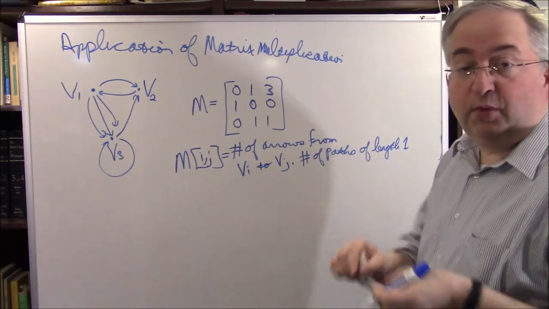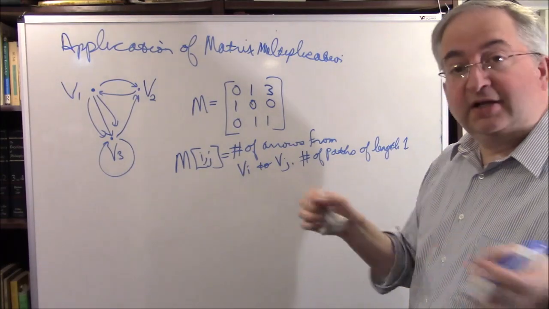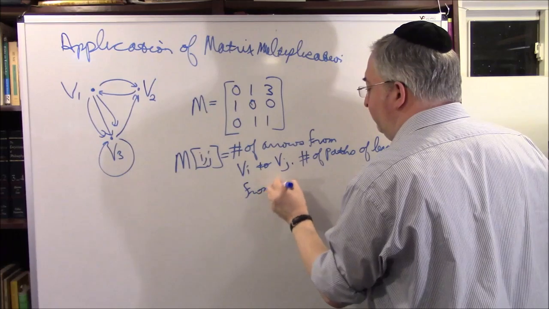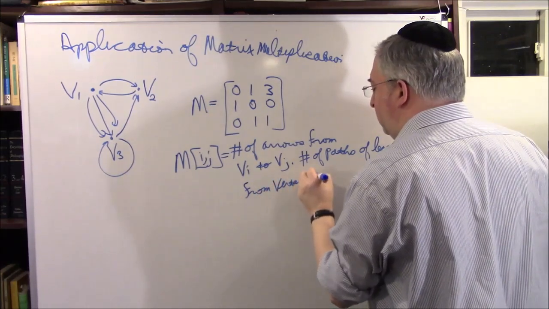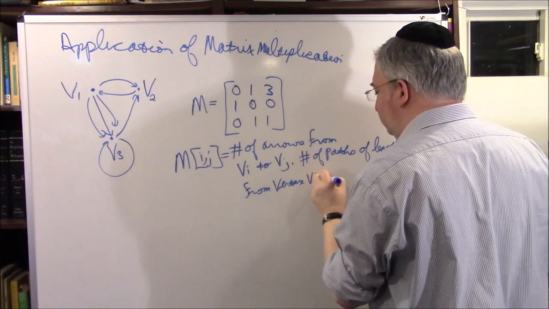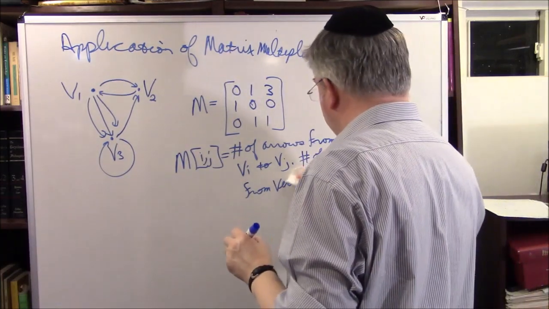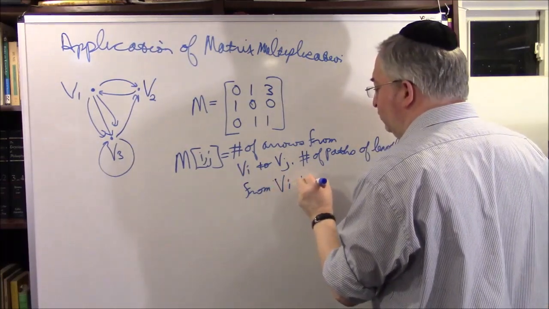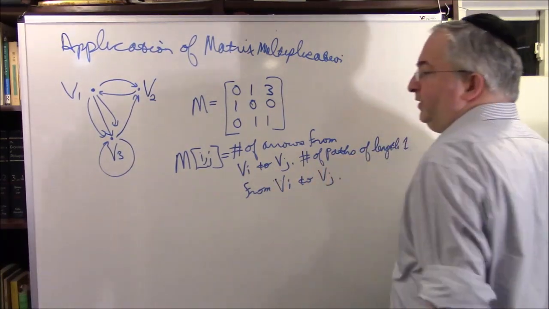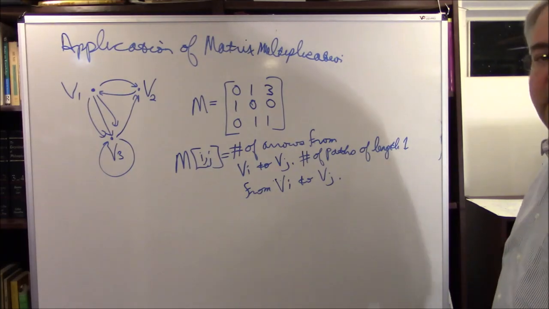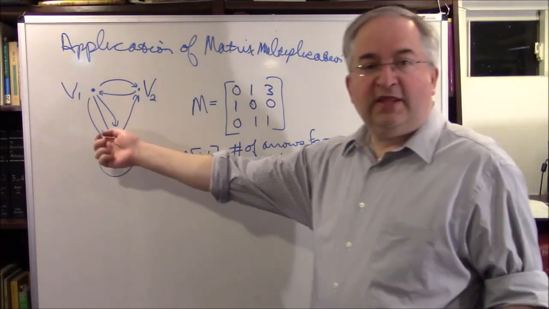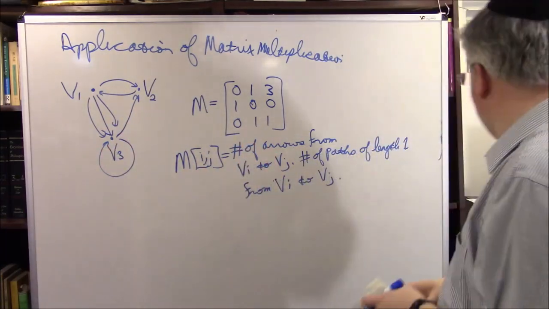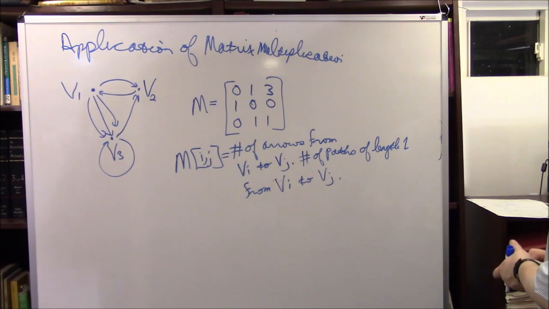What's a path of length 1? It's a single arrow, from v_i to v_j. Sounds good? Nothing shocking there. That's exactly what we did before. The last thing we showed was that a directed graph can be written as a matrix. Great. Let's ask the following question.